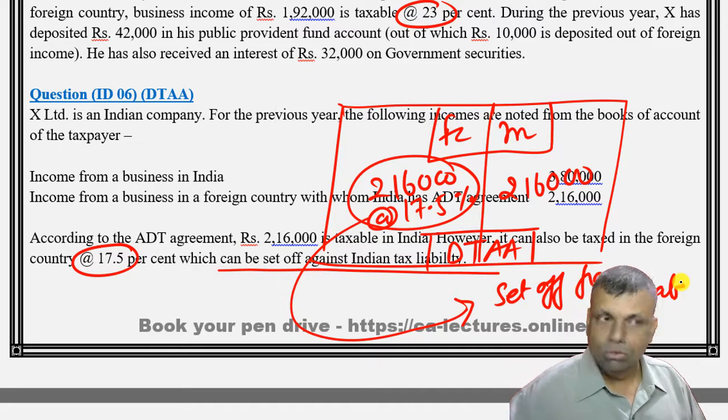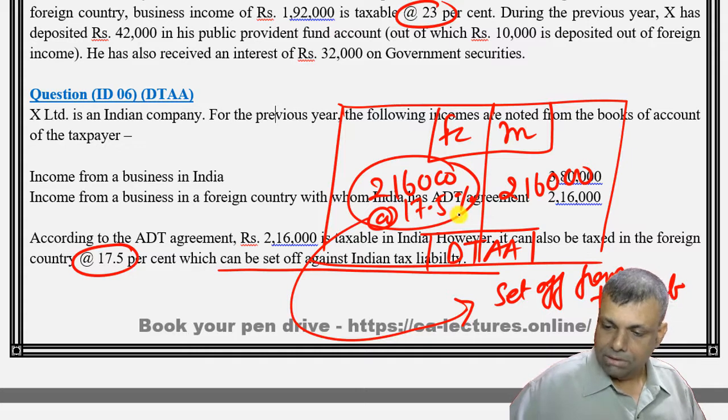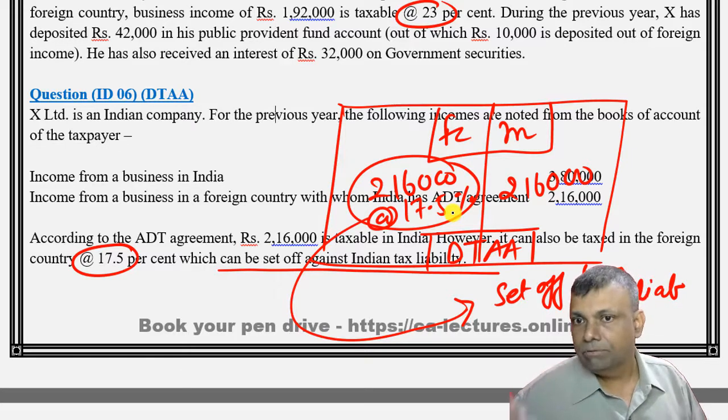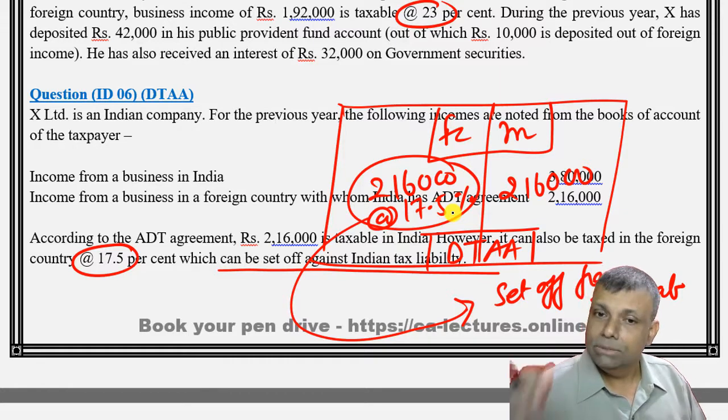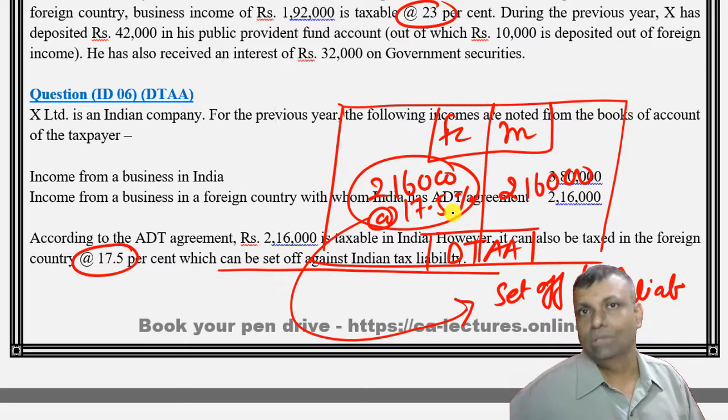So what you have to do is include 2,16,000 in India, calculate the normal tax liability, and multiply 2,16,000 by 17.5%. Whatever tax liability you have paid in the foreign country, give it as a set off, basically a deduction from the Indian tax liability. And this is how the double taxation gets eliminated. The objective is always not to have double taxation, but the method by which it gets eliminated has to be provided in the question, because the given question has a double taxation avoidance agreement, and what it provides has to be mentioned in the question.